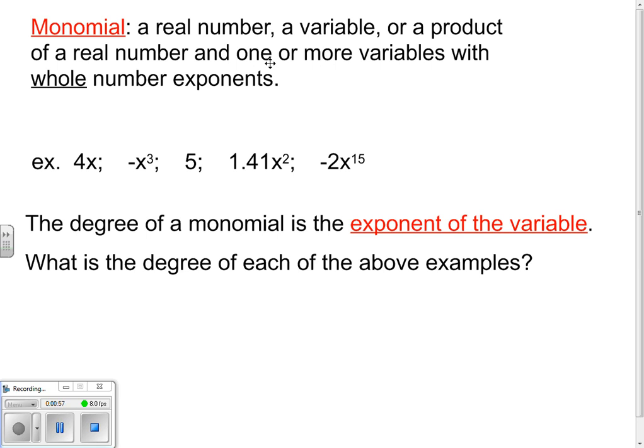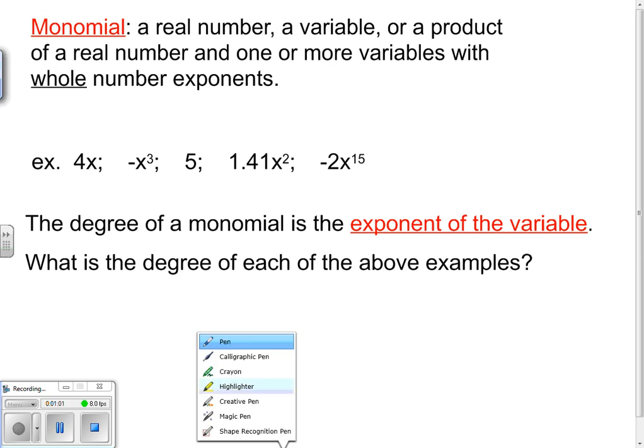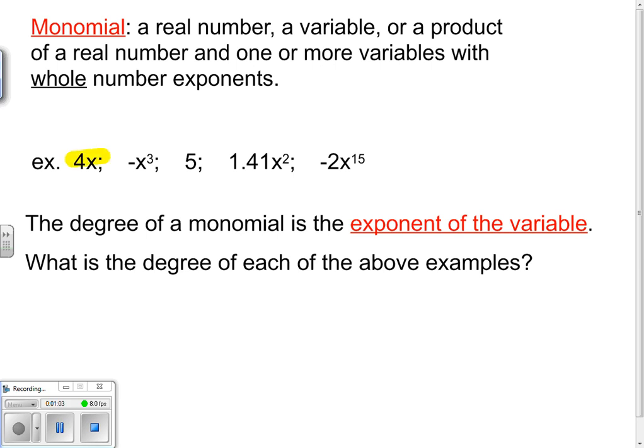So we're going to talk about the degree of each of the examples on the screen. I'm going to talk about the first one. For x, its degree is 1, because even though the 1 isn't written, it's understood to be the exponent. For the second one, negative x cubed, its degree is 3, because the variable has an exponent of 3. Third one's a little trickier. That 5, its degree is 0, because it doesn't have a letter, so there's no exponent, which makes it a 0.